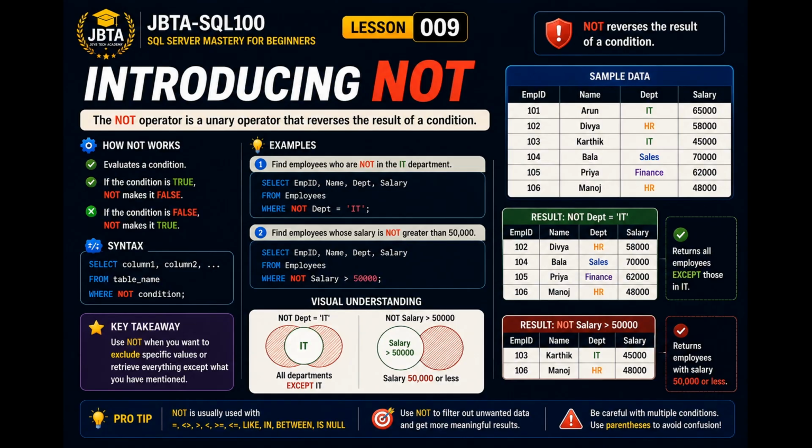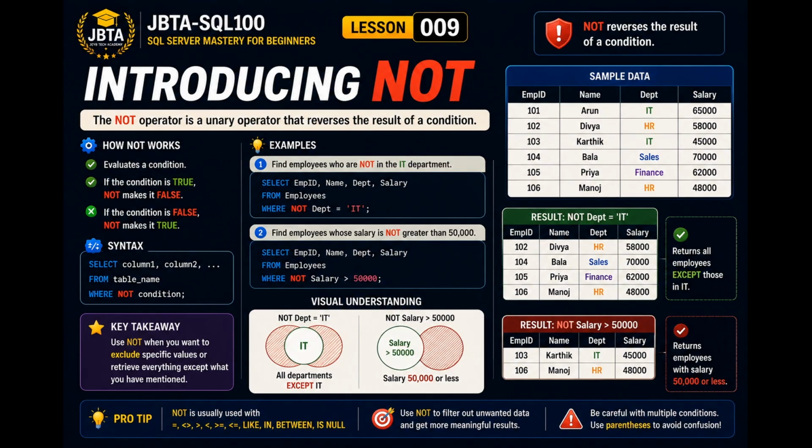Now let's see how SQL Server evaluates this query. It checks the first employee. Is the employee in the IT department? Yes. Since the condition is true, the NOT operator reverses it to false. So SQL Server does not return that employee. Next, SQL Server checks another employee. Is the employee in the IT department? No. The condition is false.